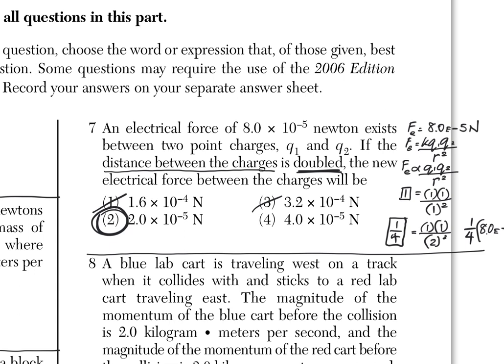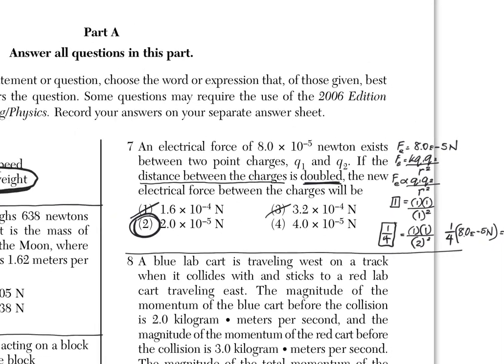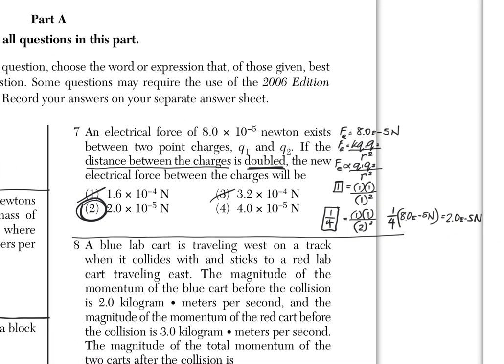But just be careful with number 4. You could say, oh, 4 times 10 to the negative 5 is half of 8 times 10 to the negative 5. But don't forget that r is squared. So it's not 1/2 the electrical force, it's 1/2 squared, it's a quarter. So that's 2 times 10 to the negative 5, not 4 times 10 to the negative 5. All right, so that's number 7.